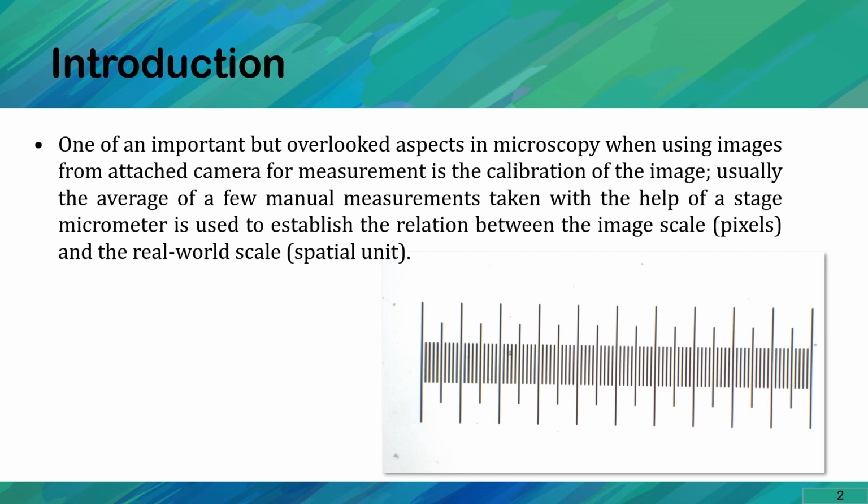An important but overlooked aspect in measurements using images from a microscope is the calibration of the image. Usually, the average of a few manual measurements is taken with the help of a stage micrometer to establish the relationship between the image scale and the real-world scale. That is, to find a connection between the number of pixels in images and their value in meters, centimeters, etc. That is, the real-world length units.